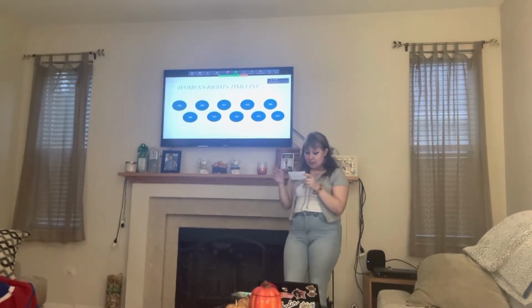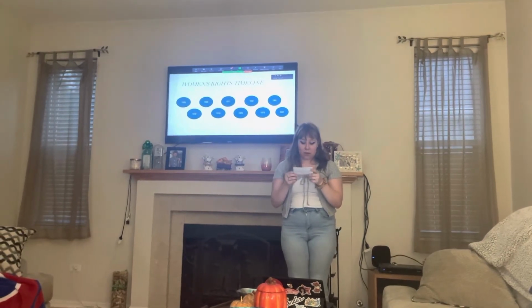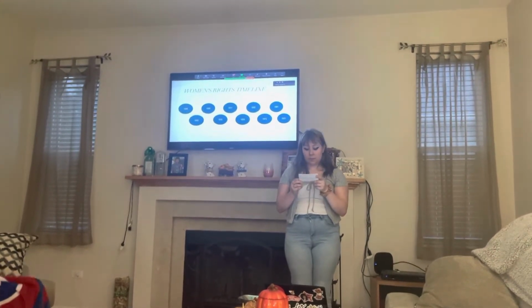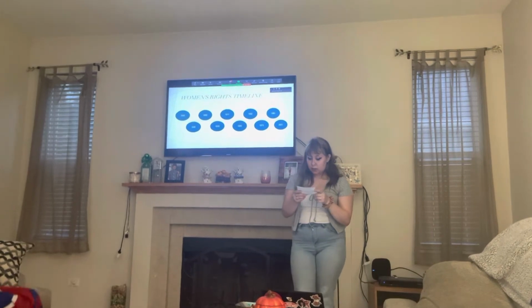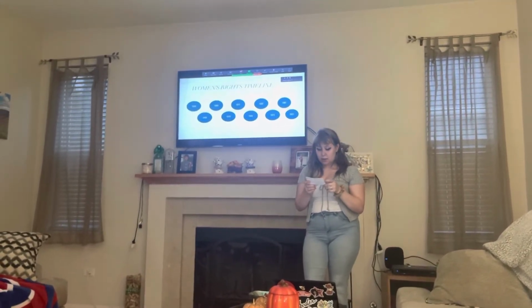In 1917, Jeannette Rankin of Montana is the first woman elected to Congress as a member of the House of Representatives. In 1920 came the ratification of the 19th Amendment, which gave women the right to vote.